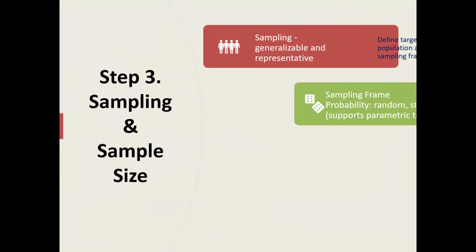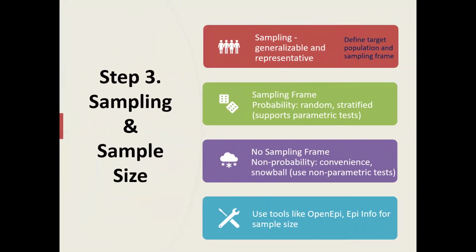The third step is: who are the people we want to sample? And how many people do we want to include? So sampling is a method by which we're able, at the end of our study, to generalize to the population from which our participants came. And for that, we will also seek to have them be representative of the population.